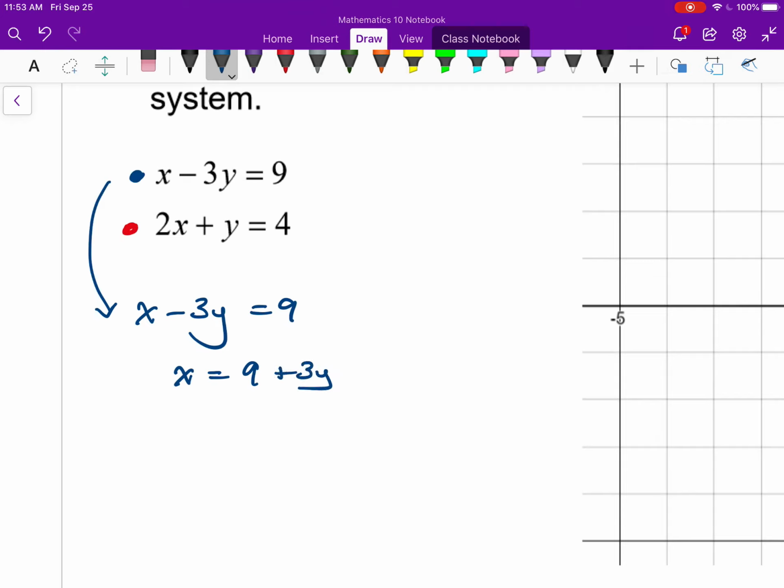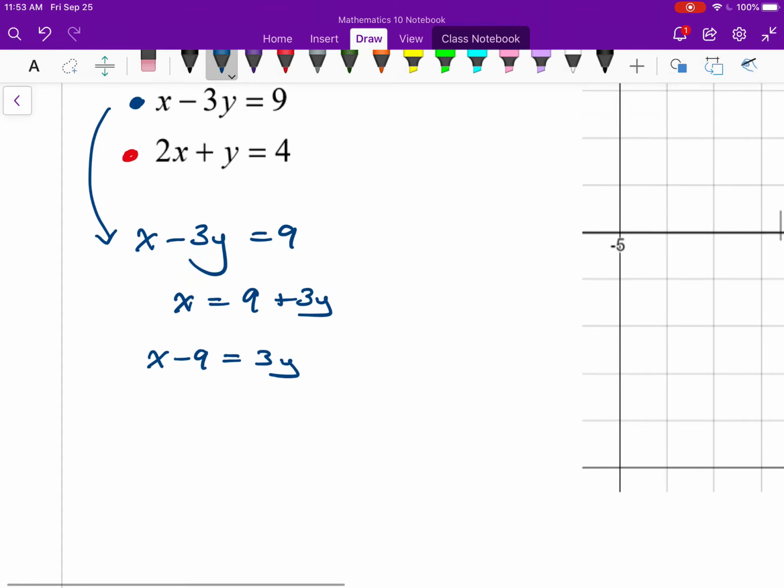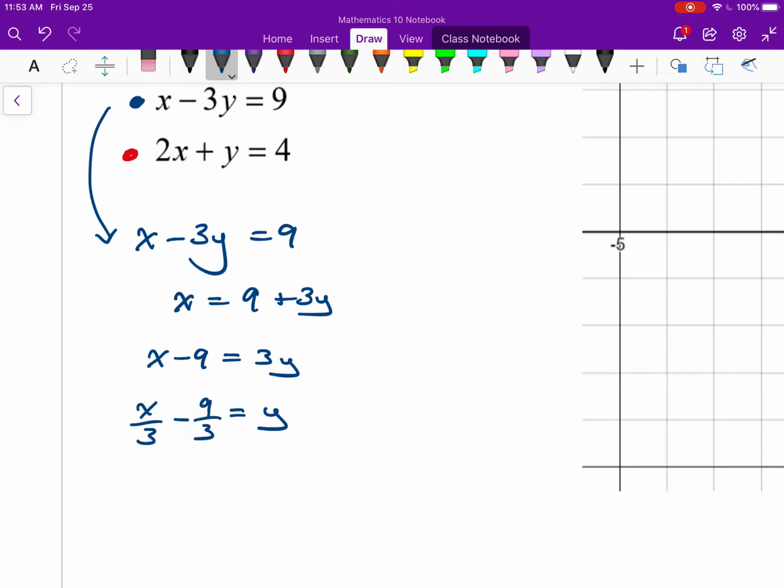I want to subtract 9 from both sides, so x minus 9 equals 3y. And then I want to divide everything by 3. So x over 3 minus 9 over 3 equals y, which I can write as y equals x over 3 minus 3. Now I did that pretty quickly because you can pause the video anytime you want, and we've done this sort of stuff a lot. I don't expect you to be able to do it quite as quickly as I did, but I do expect these ideas to sound familiar.